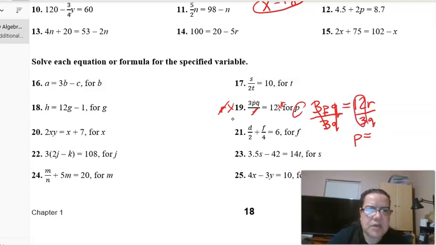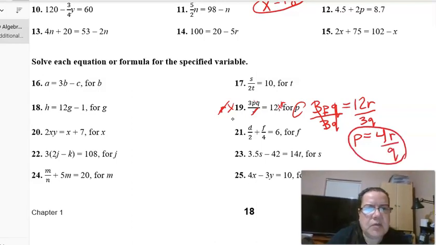But if you notice here, I could pretty much divide that out. So 12 divided by 3 is 4. And then you have your r on top of the q. There is how much p is equal to. So these take a little bit of practice. So now try the rest on your own.